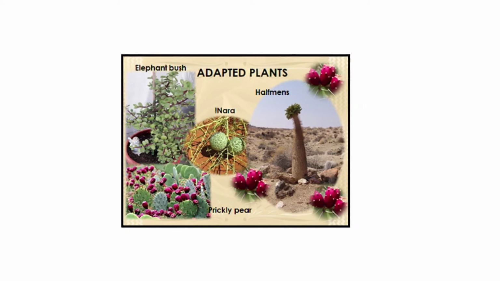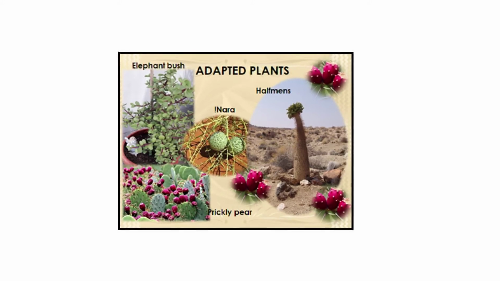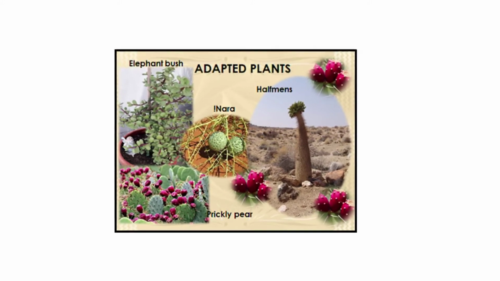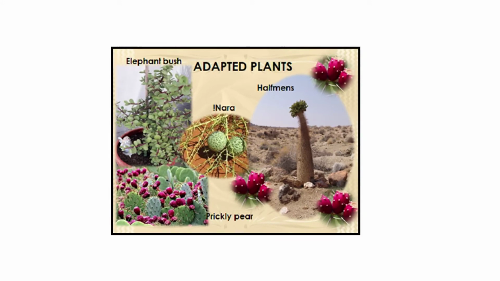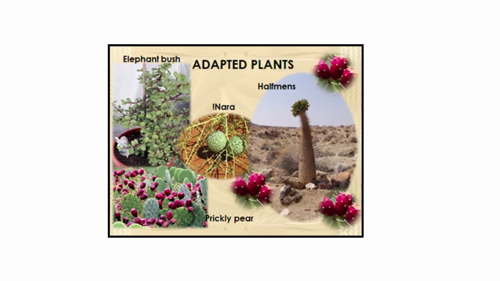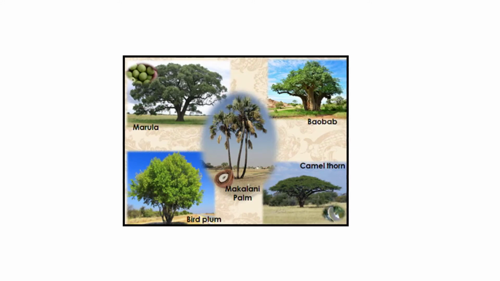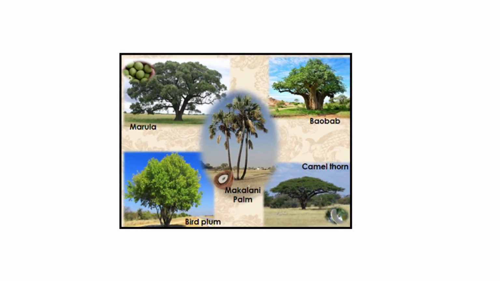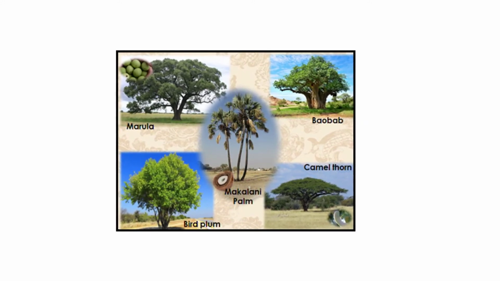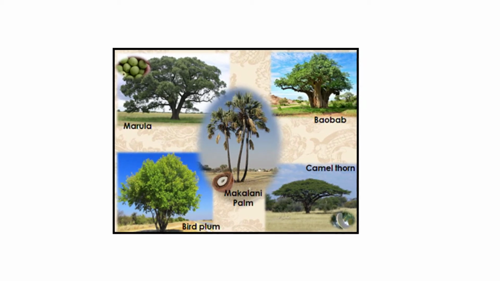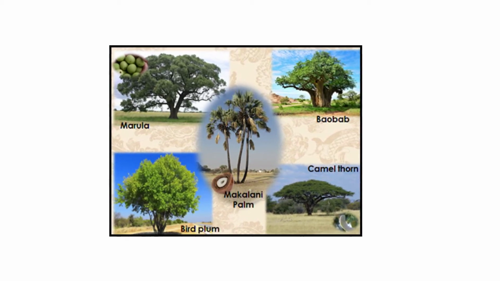Who doesn't know the prickly pear, or the half-mens, or the elephant bush, or the ngara plant? These plants grow well in Namibia. And what about these trees? Every Namibian knows at least one, if not all of them. These trees are well adapted to the arid conditions in Namibia.